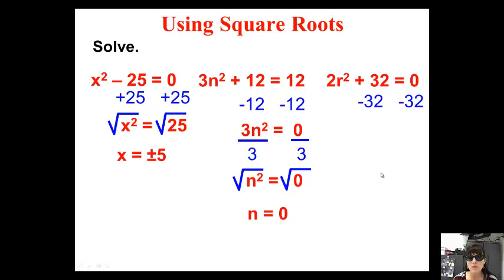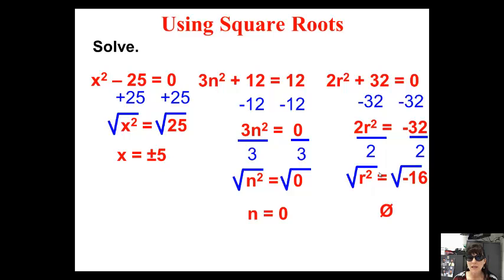And then finally, the last one. We're going to subtract 32 from both sides. We get 2r squared equals negative 32. And now we're going to divide both sides by 2. We get r squared equals negative 16. I know this can't be right. I'm hoping that you know this can't be right, because we cannot get a negative number for a square. So when we take the square root of both sides, we get the square root of r squared is r, but there's no solution because no number multiplied by itself is going to give us a negative number.